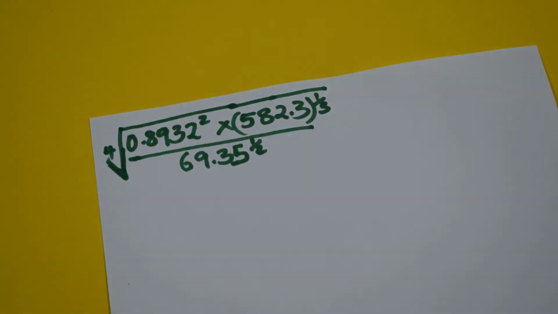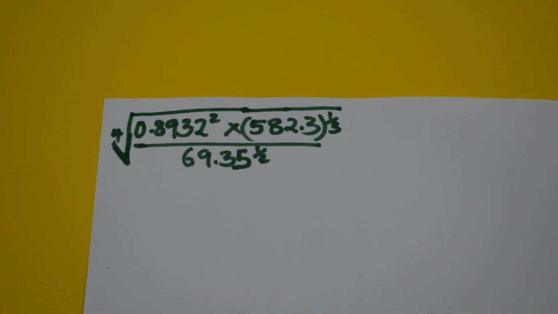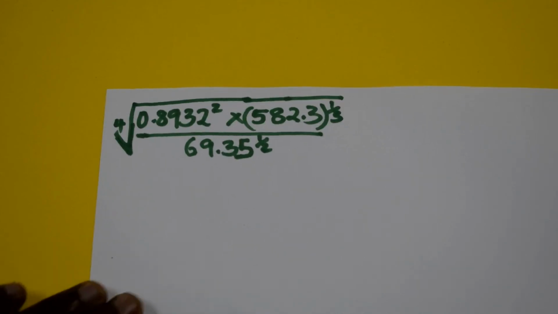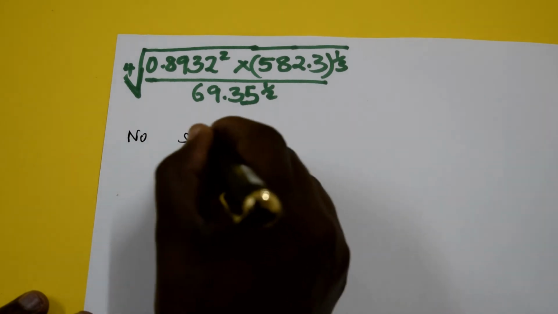Next, we have the fourth root of 0.8932 squared times 582.3 power third divided by 69.35 power half. So we organize this one, number in standard form, and log.